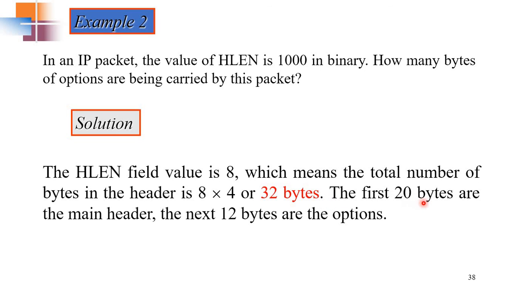The first 20 bytes are occupied by the header. Yes or no? The header minimum size is 20 and the maximum is 60, so we have to start with the minimum of 20. Out of these 32 bytes, 20 bytes have been occupied by the main header. What is the remaining value? 12 bytes. These 12 bytes are given as the options.